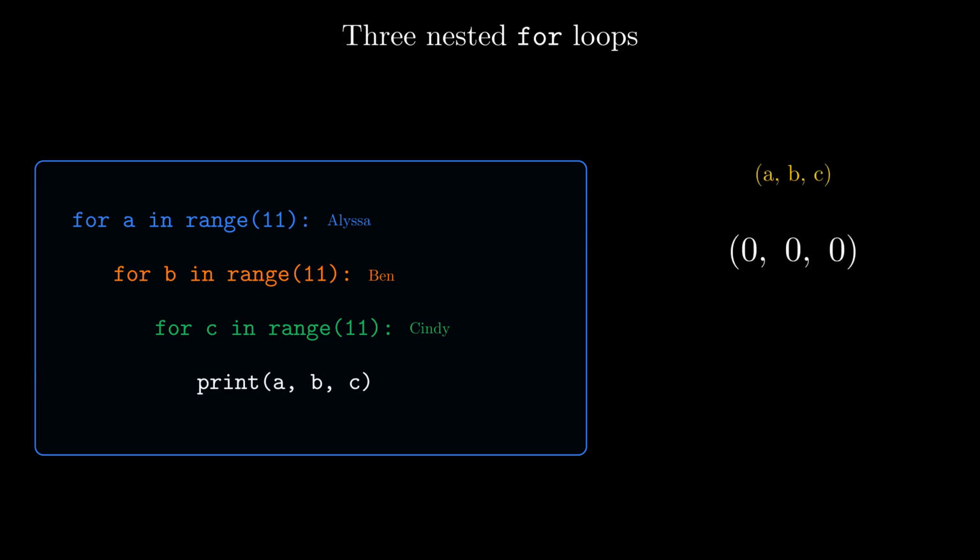Because the loops are nested, every Elisa value gets paired with every Ben value, and every one of those gets paired with every Cindy value. So we sweep through combinations like Elisa 0, Ben 0, Cindy 0, then Elisa 0, Ben 0, Cindy 1, covering the entire grid of possibilities.